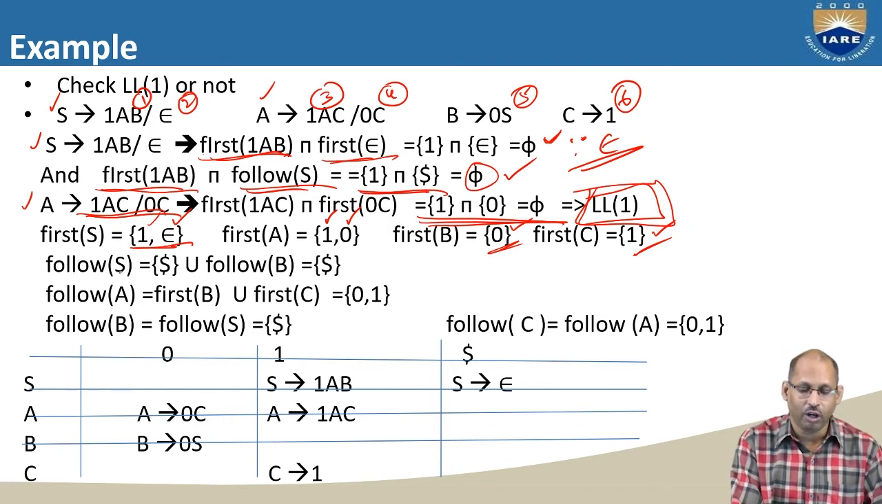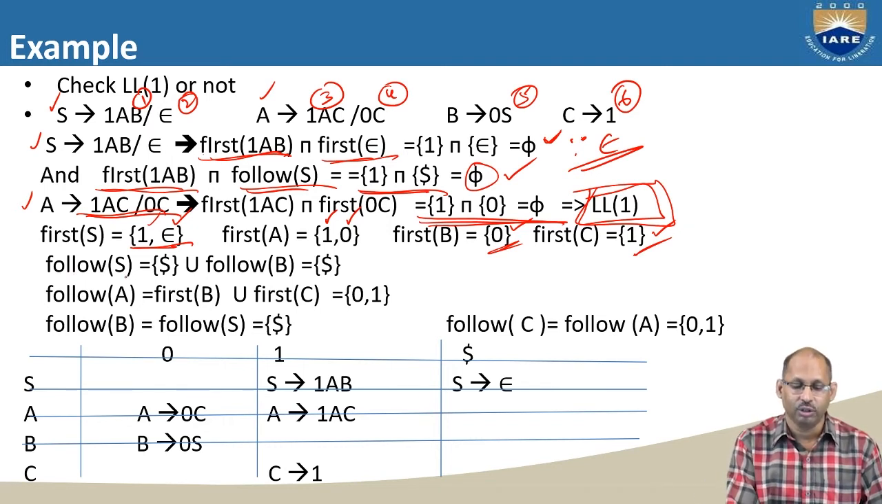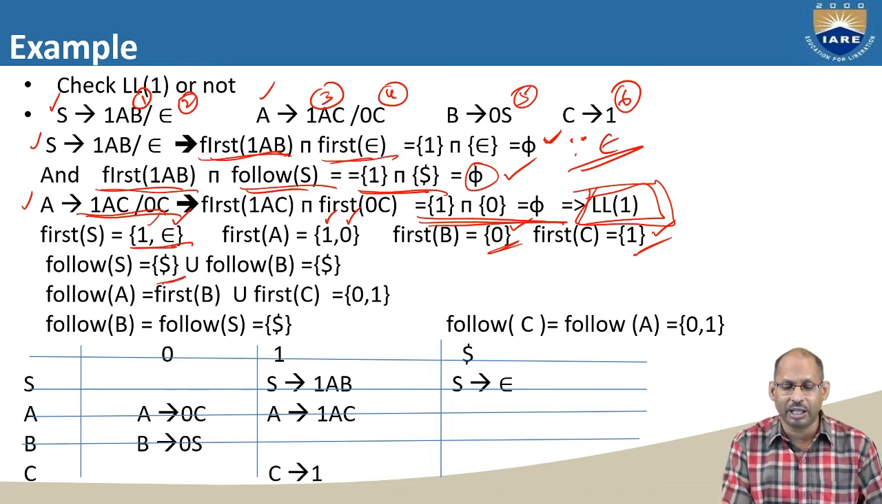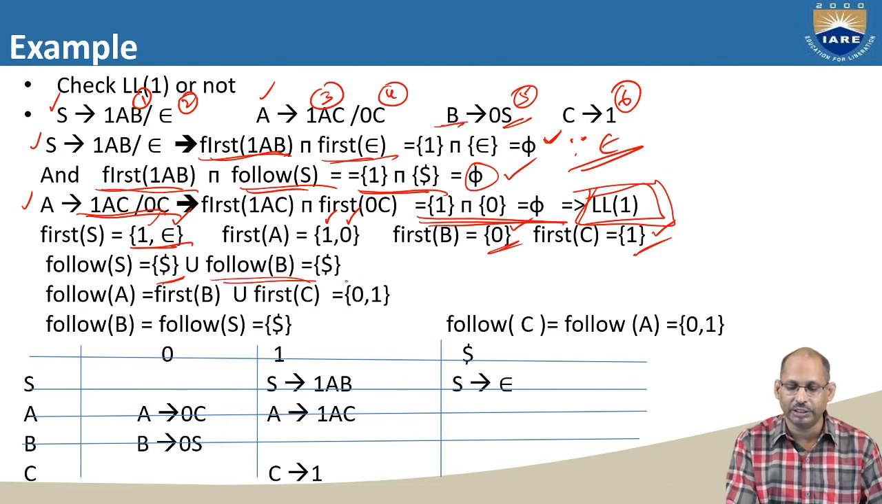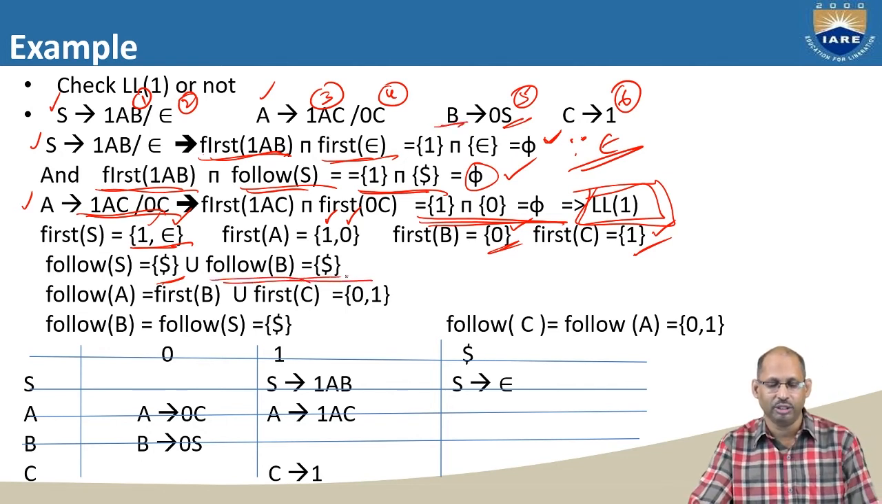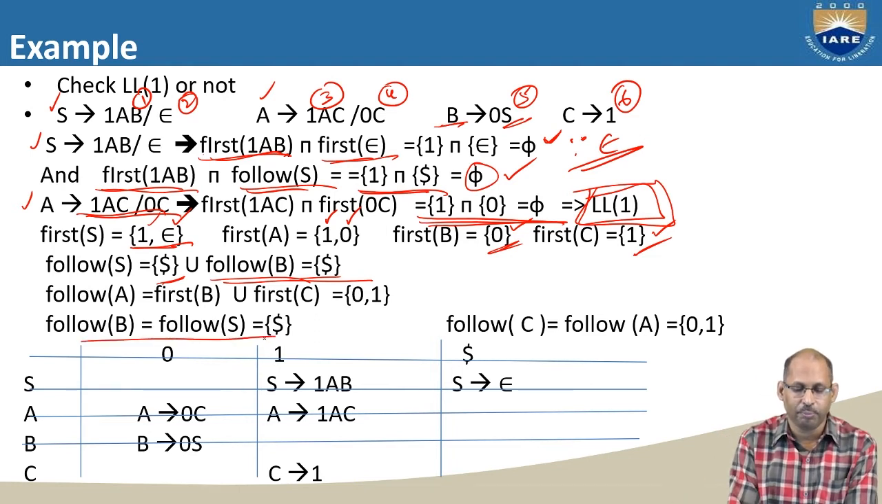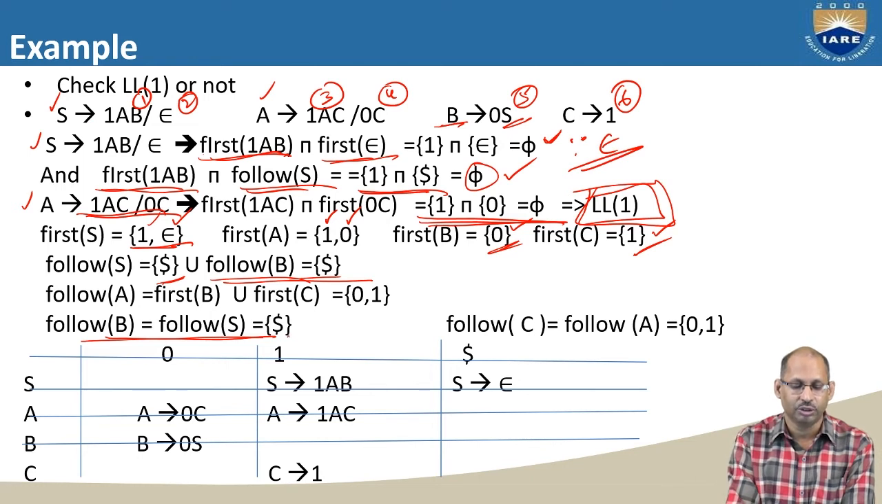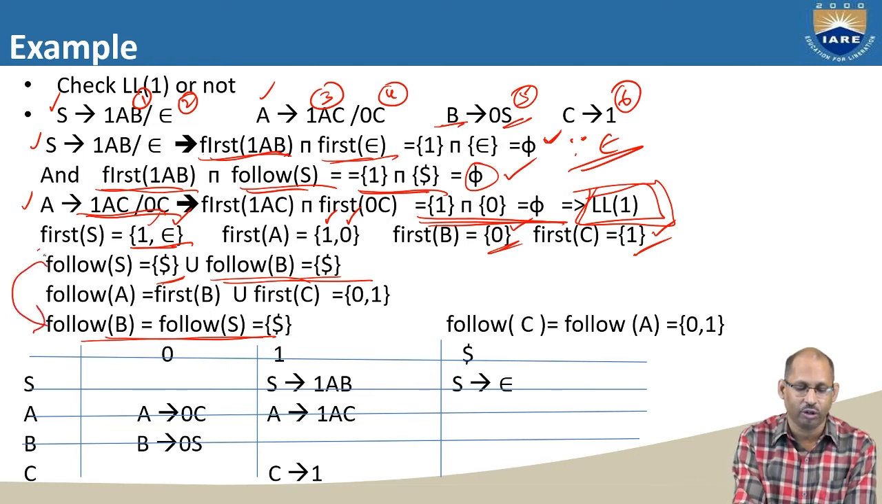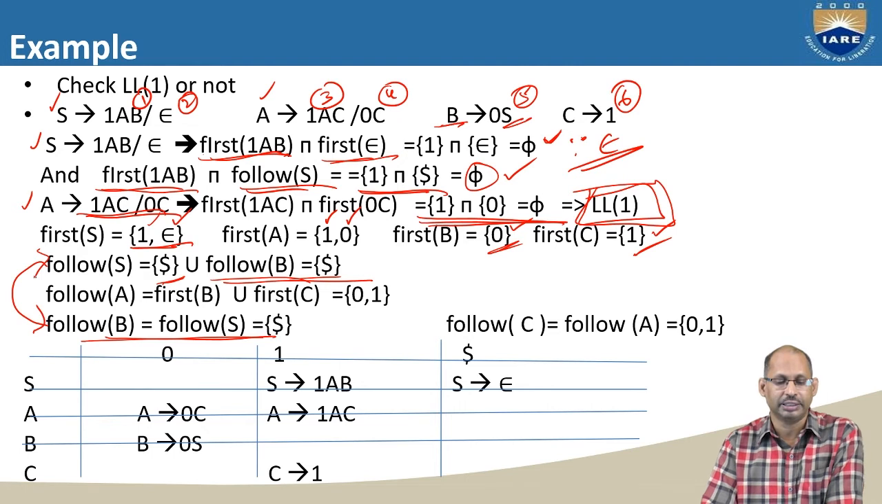Then follow of S equals the $ sign. S is present in any other productions? We have to consider here it is S. So follow of B, once again, results in the $ sign. Here follow of B is follow of S, simply the $ sign. So follow of S and follow of B give only the $ sign.